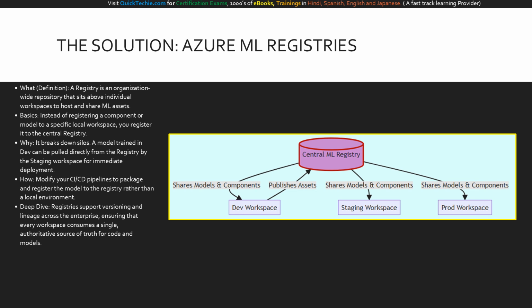By using a registry, we ensure that every environment is pulling from a single, authoritative source of truth, maintaining strict version control and perfect lineage across the entire enterprise.